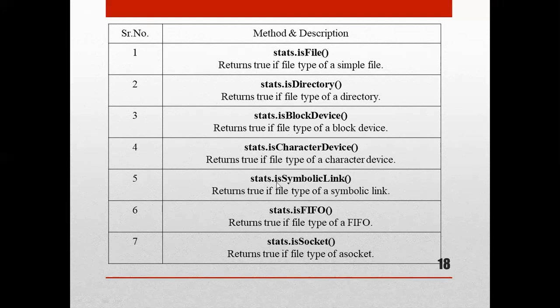Another one is stats.isSymbolicLink. It will return true if the file type is a symbolic link. Then another method is stats.isFIFO. It will return true if the file type is a FIFO, that is first in first out. Then another method is stats.isSocket. The socket method is for networking purposes, that is, it returns true if the file type is a socket.